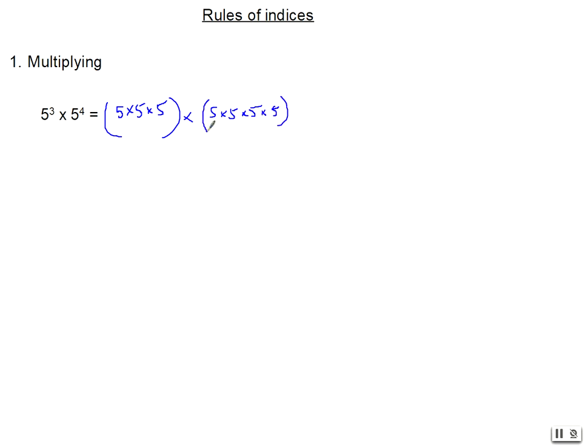Now if we were to remove these brackets, how many 5s have we actually got in a row? We have got 7 of them. So the answer is 5 to the power 7. And what is a much easier way to do this? Well, simply the rule that we need to remember is we simply add the powers. 3 add 4 equals 7.